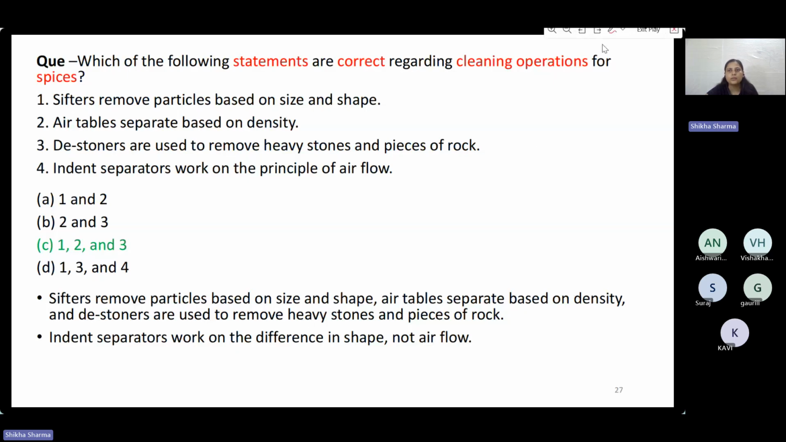We already know that sifters remove particles based on size and shape, air tables based on density, and destoners remove heavy stones and pieces of rocks. We know all these things, so these three are correct. But the indent separator works basically on differences in shape, not the airflow method. So let's see how indent separators work.